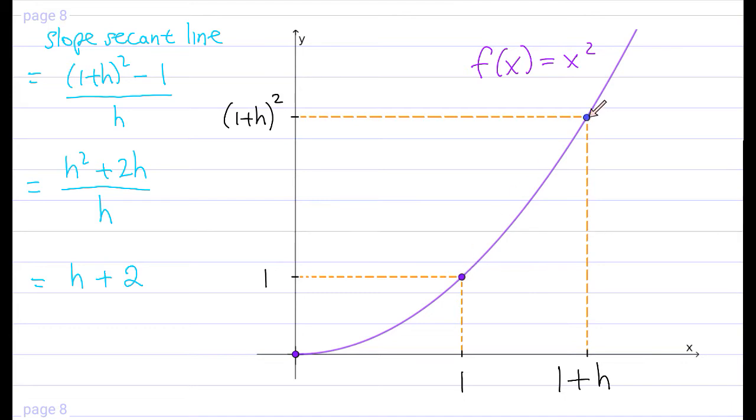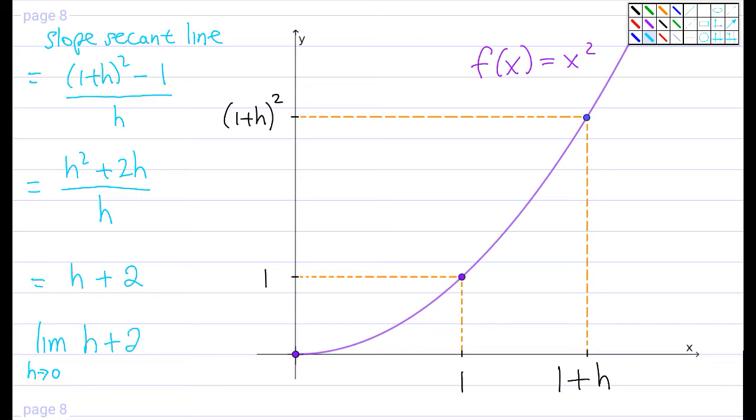But remember, we want to squeeze this dot, this upper dot, toward this one. We're going to make this dot approach this one. How do I do that? I take the limit as h goes to 0 of my slope. That's going to give me the slope of the tangent line. And this is a really easy limit to calculate. It's just equal to 2. That is going to be the slope of our orange tangent line.